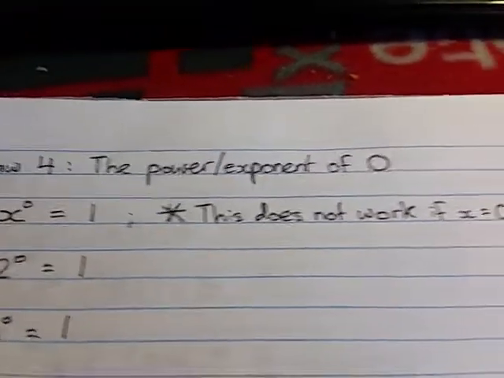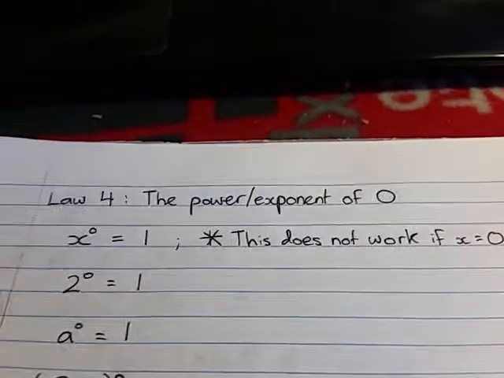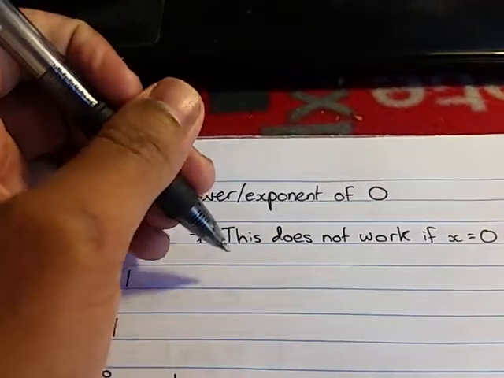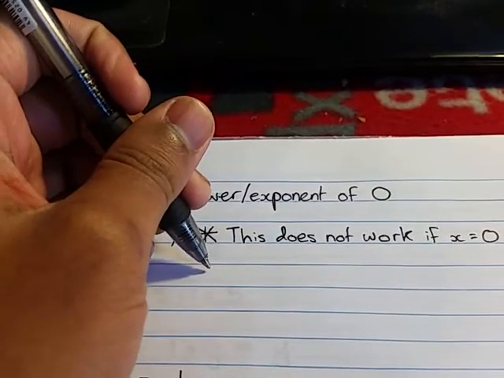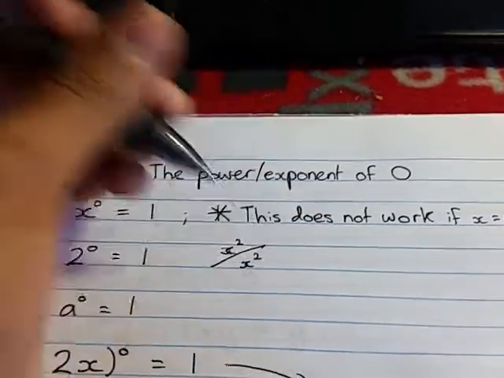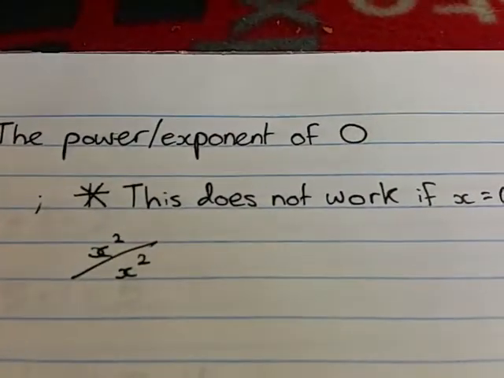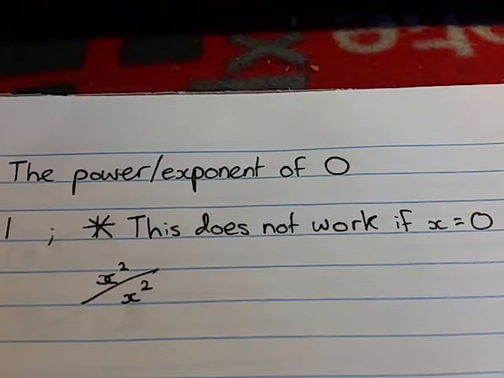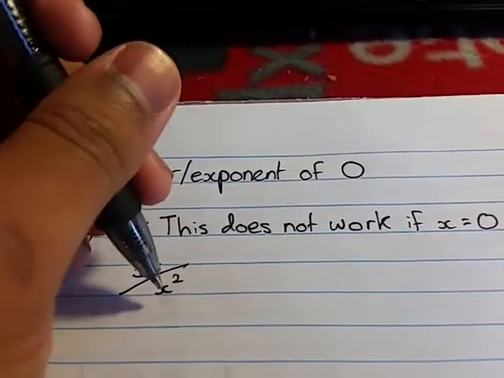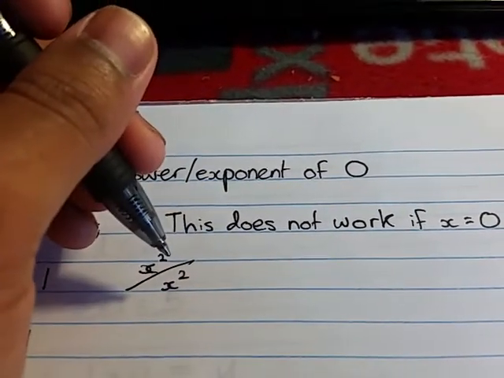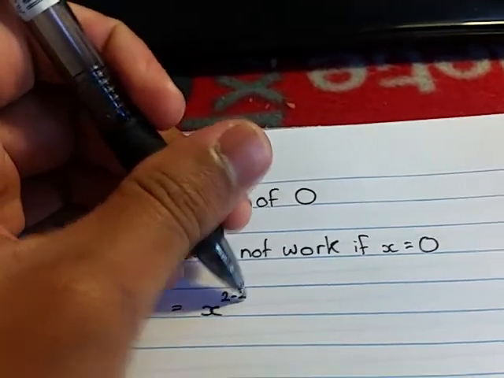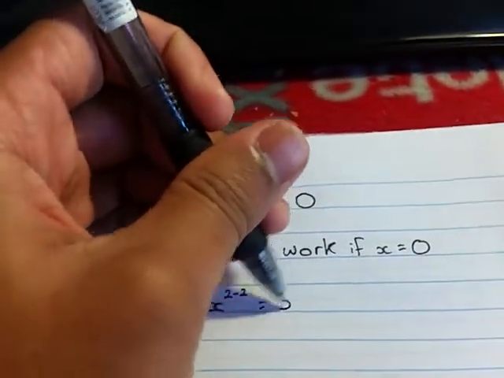Now some of you might be asking, how is that possible? How is that a thing? Well, here's how it actually works. So let's say I did, for example, x to the power of 2 divided by x to the power of 2. So here we apply the second law of exponents, division. If they are the same base, you can minus the exponents. So this one will give you x to the power of 2 minus 2, which gives you x to the power of 0.